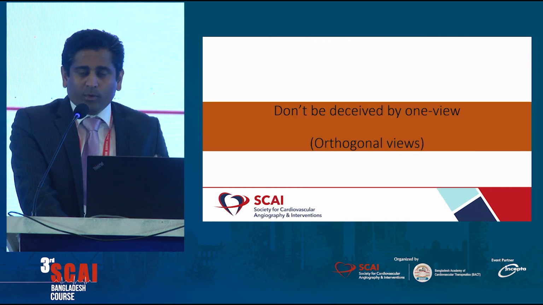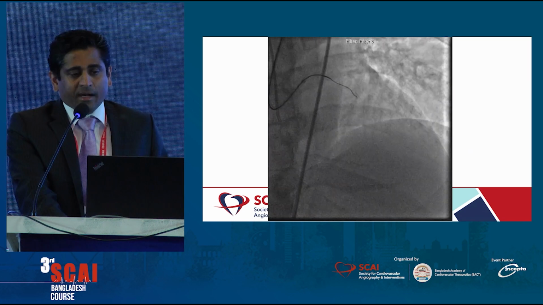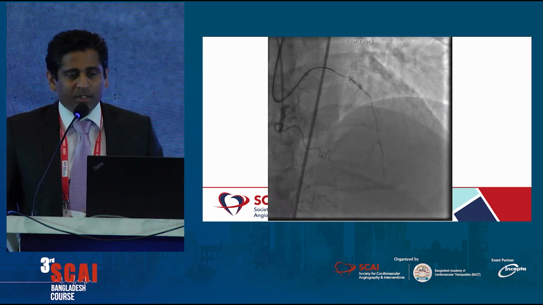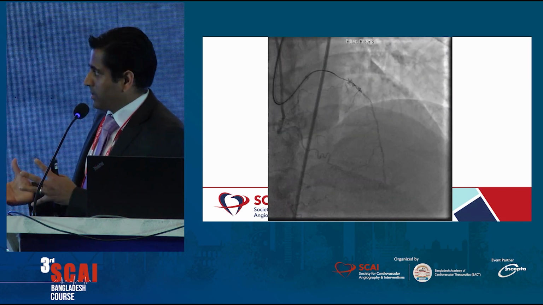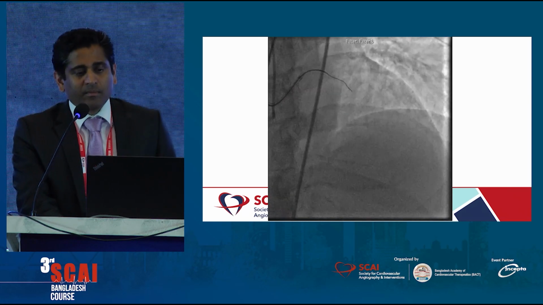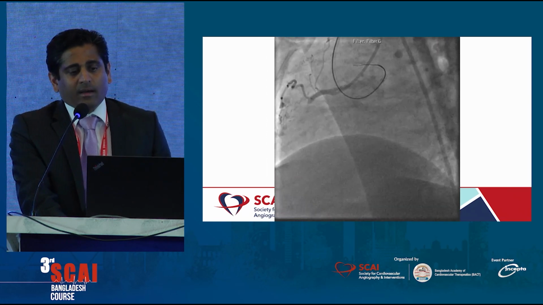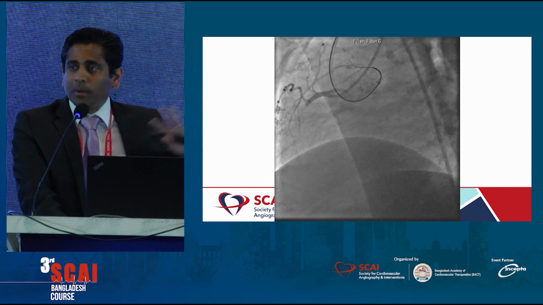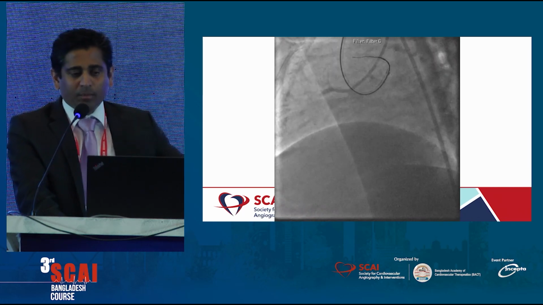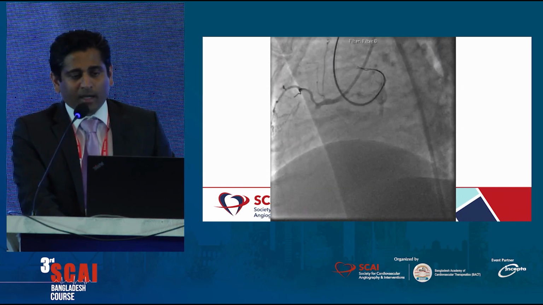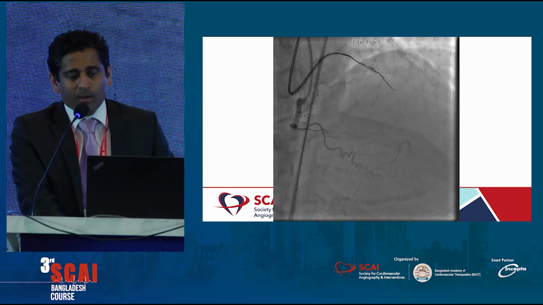Don't be deceived by one view, because it's very easy to get carried away. So for example, here, this is an LAD CTO. The wire looks so nice. It's very easy to spin the wire. But if you look at the lateral view, you are completely off track. So you have to bring it back and change it. So here we used a parallel wire, and then we were in the true lumen.